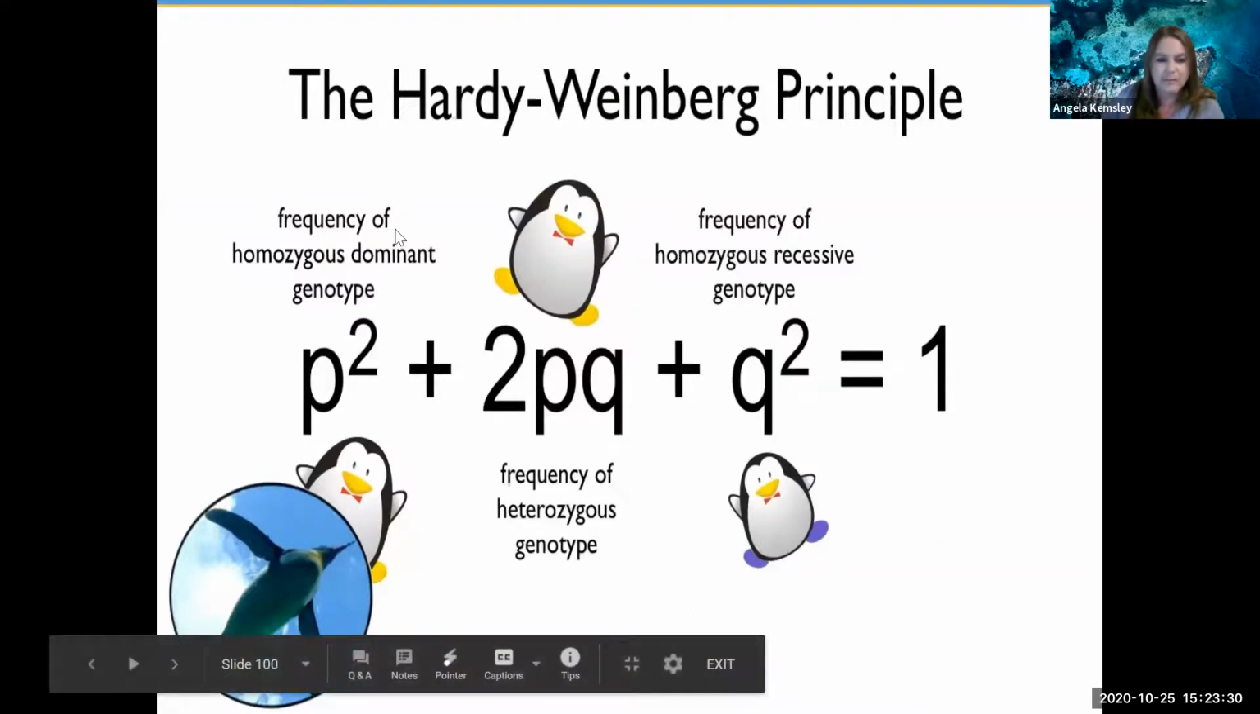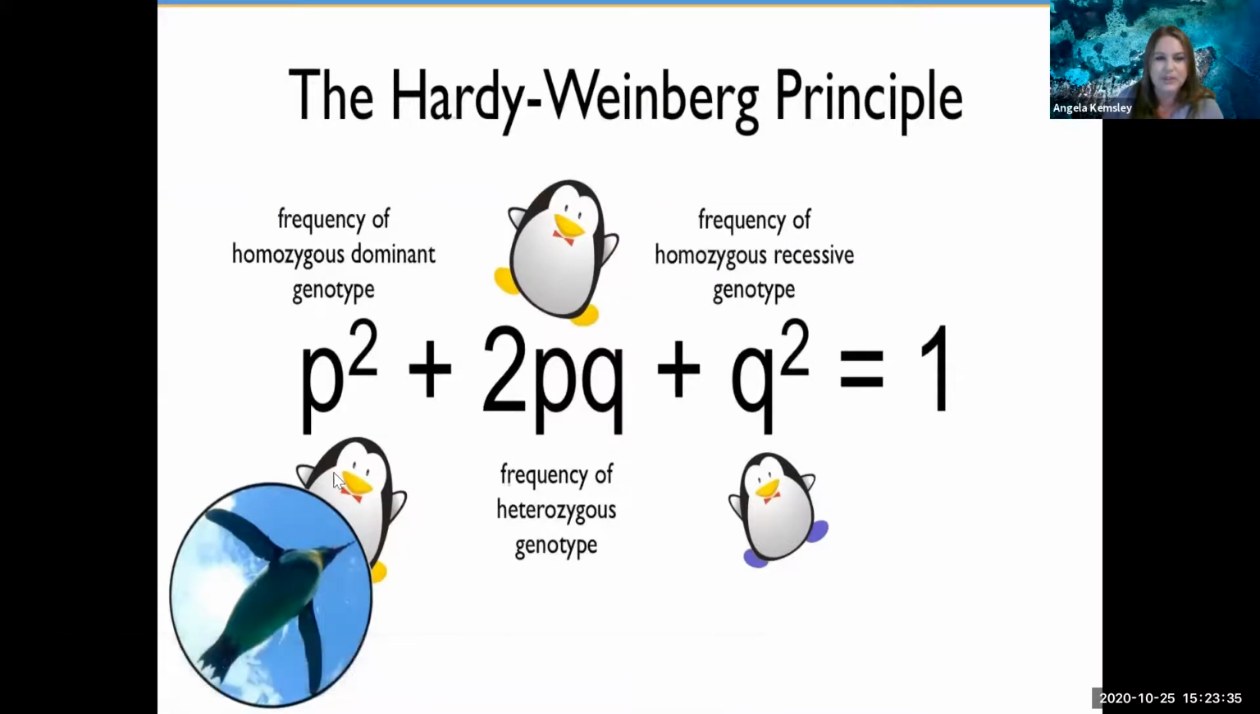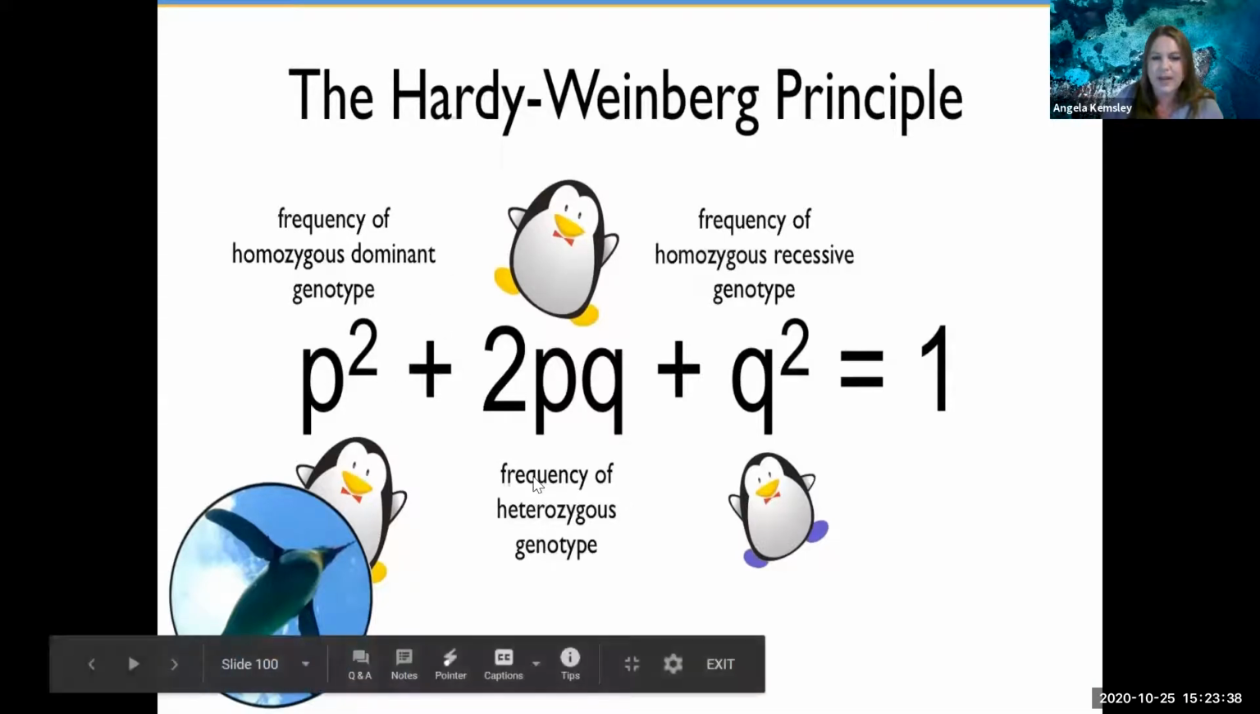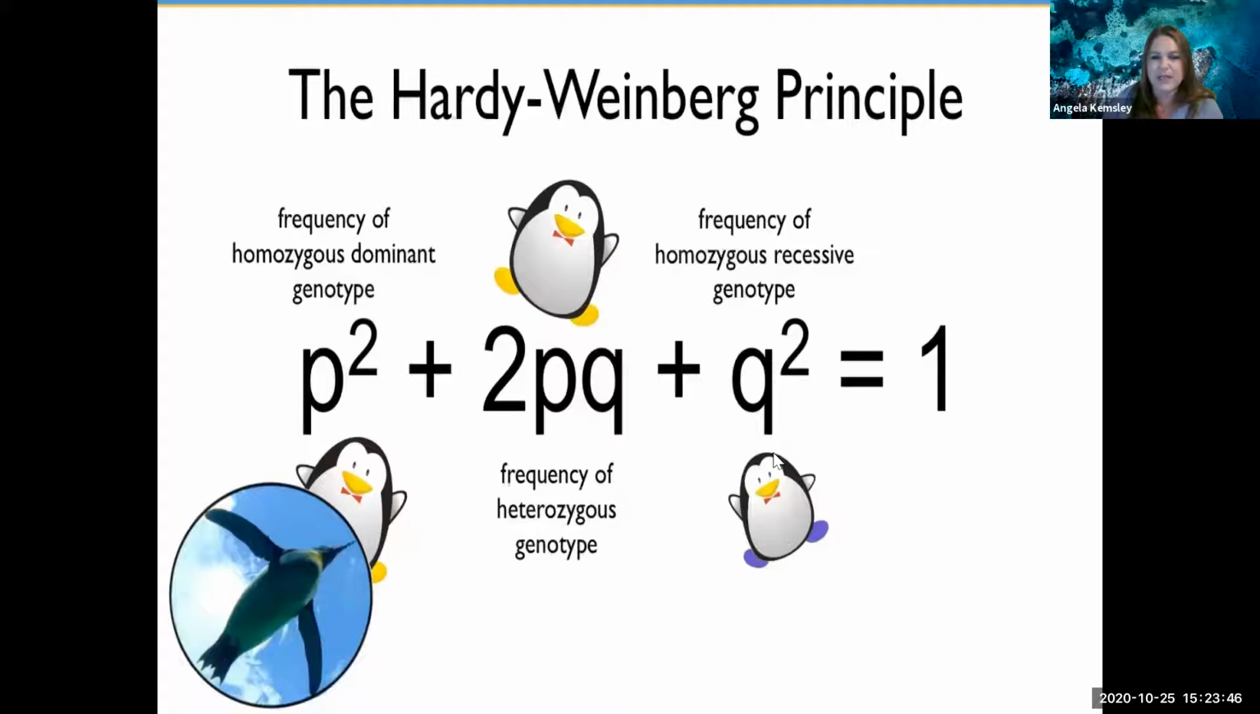So if you take a look, we have the frequency of the homozygous dominant genotype, which is represented by p squared. We have the frequency of the heterozygous genotype, so we've got 2pq, and the frequency of the homozygous recessive genotype, so that is q squared. When you put that together, that equals 1. Think of this as a percentage, so 1 is 100%. So p is going to represent the dominant allele. So here's p again, and then q is going to represent the recessive allele. That's going to make more sense, the difference between p's and p squareds, when we do the example in just a minute.